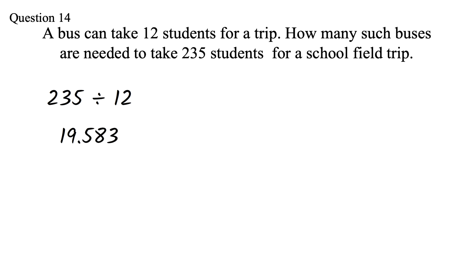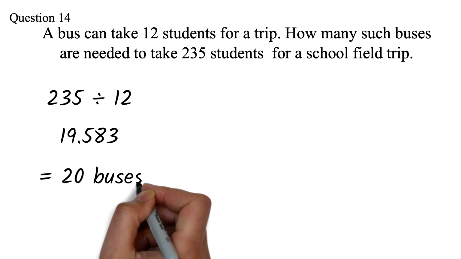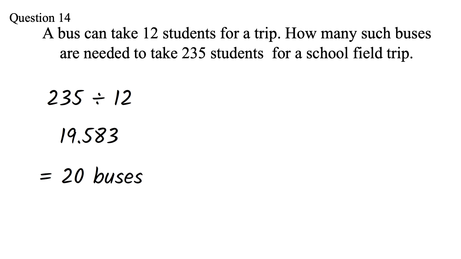For questions like this, when you get a decimal, you'll always round it up. Because even if you have one student left, you have to use a full bus to take them. So we'll round the 19.583 up to get 20 buses as our answer. This question was pretty straightforward. That's why we simply use division, but the right way to solve questions like this, especially if complexities are introduced, is to use proportion. Setting up proportions is one of the most important word problem skills on the GED.